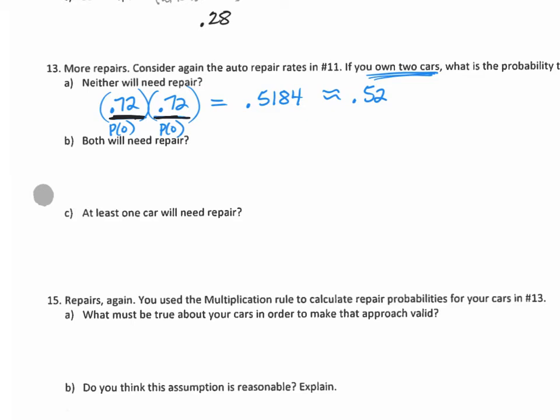Okay, both of them need repairs. That means the first one needs a repair and, so that's multiplication, the second one needs a repair. They both need a repair. So what's this probability of a repair? 0.28. Yeah, didn't we show that up above? Getting any kind of repair is 0.28, so it's 0.28 times my 0.28, and that's how you get, I think, 0.0784.